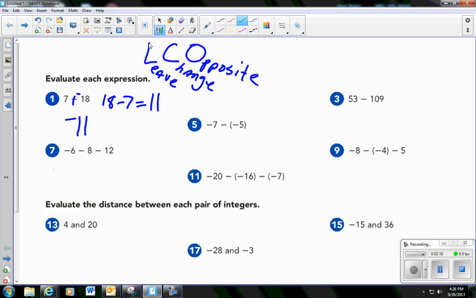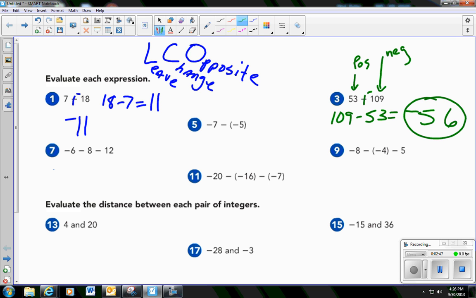Okay, we leave 53 alone, we change to addition, and we make the next number its opposite. And again, we have different signs, so we subtract their absolute values. 109 minus the 53, subtract their absolute values, and you get 56. And then you look at your numbers. These are your positives. These are your negatives. And we clearly have more negatives. Therefore, our answer is negative 56.